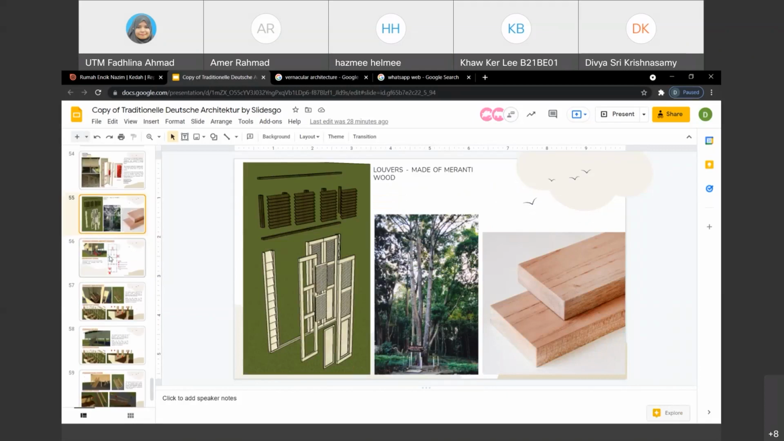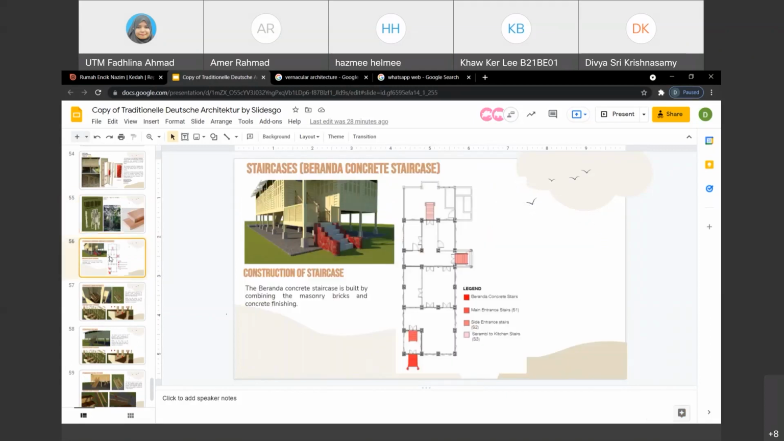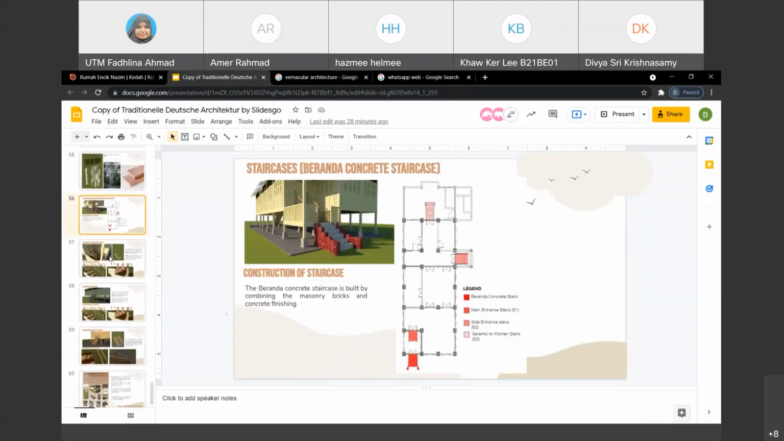So the next, for the staircase, this building has 4 staircase. So this is the veranda as I rendered and put it here. Okay, next.